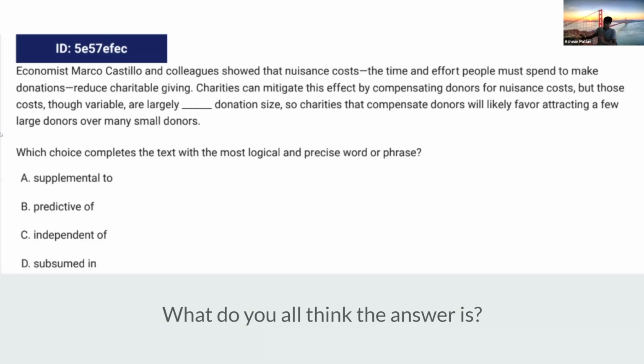And then also, if we look to the right of our phrase, we see "so charities that compensate donors will likely favor attracting a few large donors over many small donors," which makes sense once again because it's independent of donation size. You would prefer paying fewer nuisance costs for a smaller number of people that donate a lot, versus paying more nuisance costs because more people are donating less. So it logically makes sense as well. So C makes the most sense.